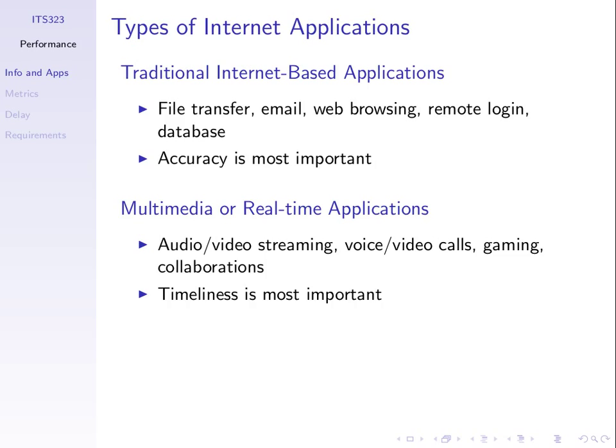Email and web browsing can usually tolerate more delay, or less timeliness of delivery, than these applications. Whereas these applications, and we'll get to it later, can tolerate some less or lower accuracy.